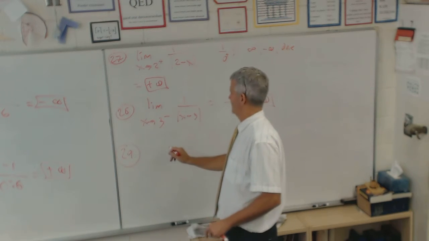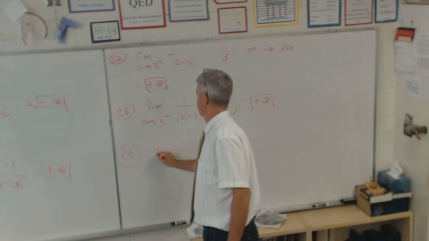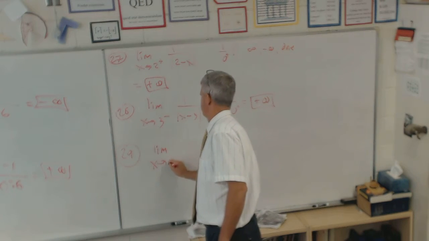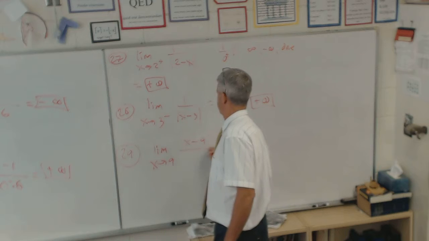Great job. Matt, 29. The limit as x approaches 9 of (x minus 9) all over (root of x minus 3).